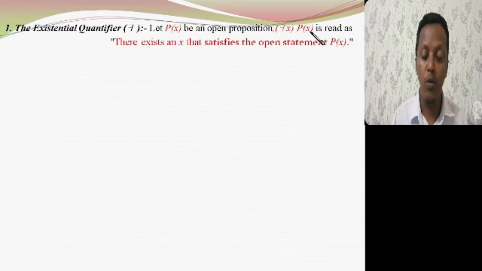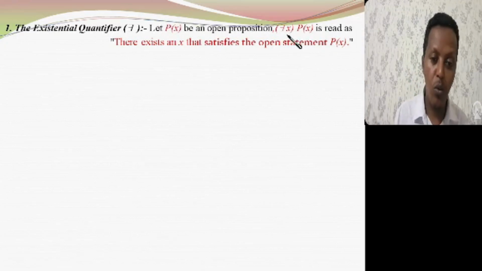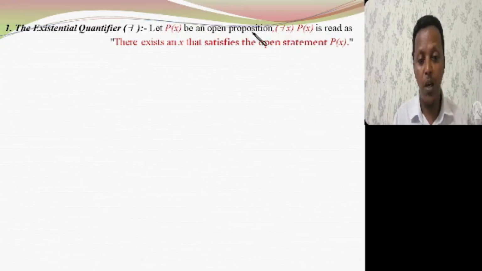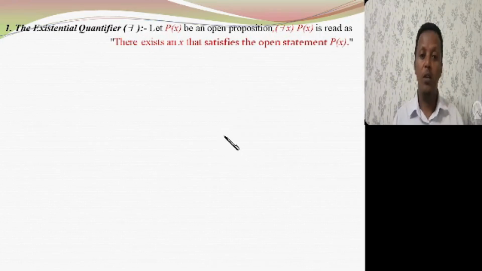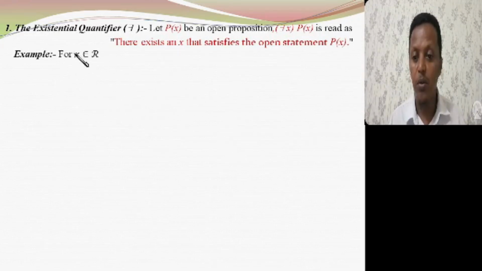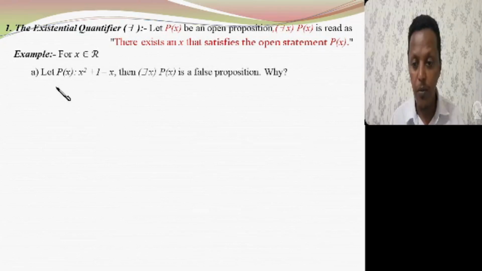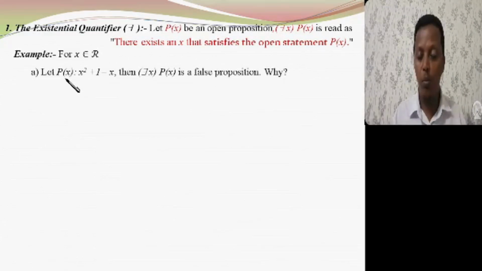If there is not a single x from the domain that satisfies the property of P, this becomes false. So in both cases, we convert an open statement into a true or a false statement by attaching the existential quantifier, there exists. So let's take an example. For x an element of the real numbers, our domain, the set of real numbers, let's consider the open statement P of x: x squared plus 1 is equal to x.